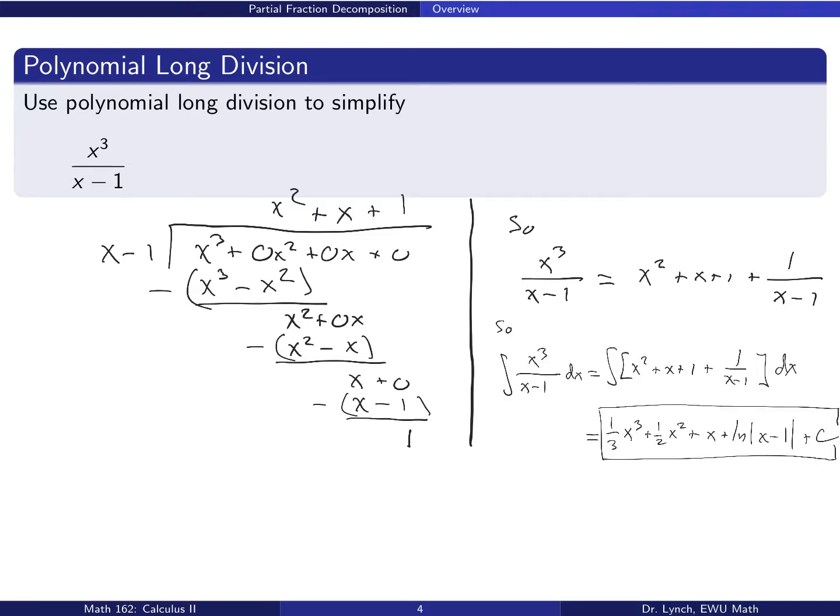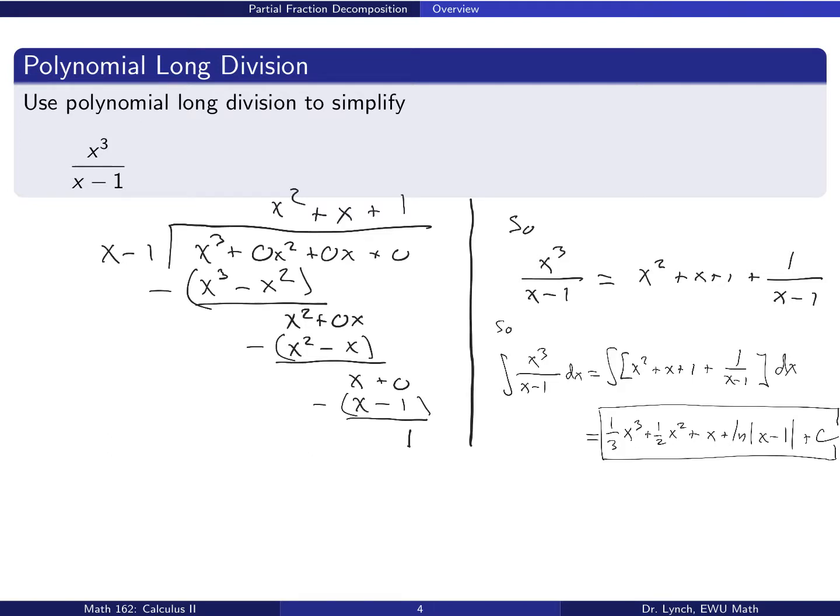So again, here is what our polynomial long division gives us. And since the two functions are equal, their integrals are equal also, giving us the general antiderivative for x cubed over x minus 1 as 1/3 x cubed plus 1/2 x squared plus x plus the natural log of the absolute value of x minus 1 plus an arbitrary constant.